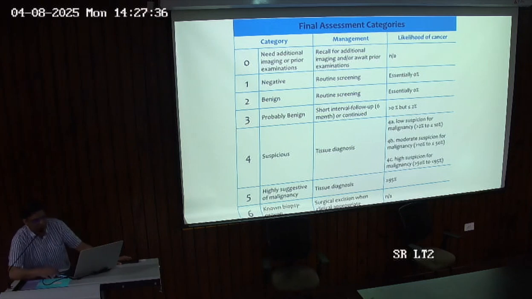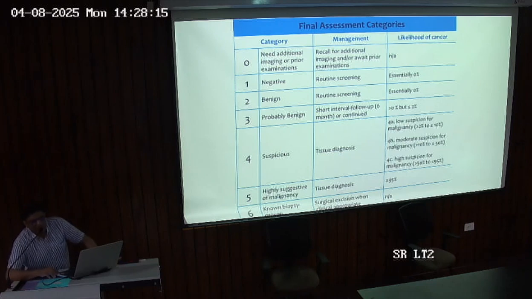Then fourth is suspicious. Here tissue diagnosis is required. So what action is taken if it is grade 4? Go for a core biopsy. Now grade 4 is divided into three parts. 4A means low suspicion for malignancy, that is 2 to 10%. 4B category is moderate suspicion, that is 10% to 50%. And 4C is 50 to 95%. Then grade 5 is highly suggestive of malignancy. Tissue diagnosis is a must, and the chance is more than 95%.